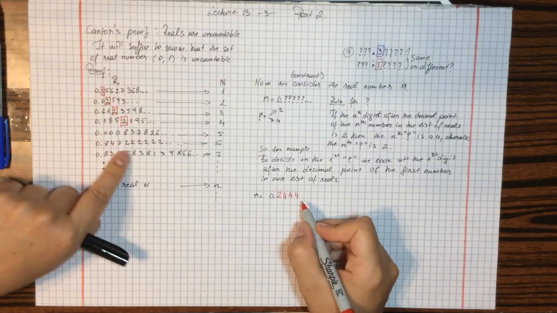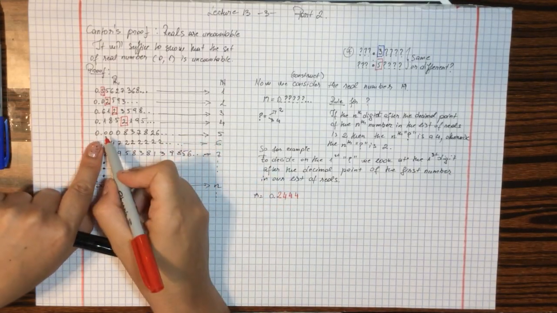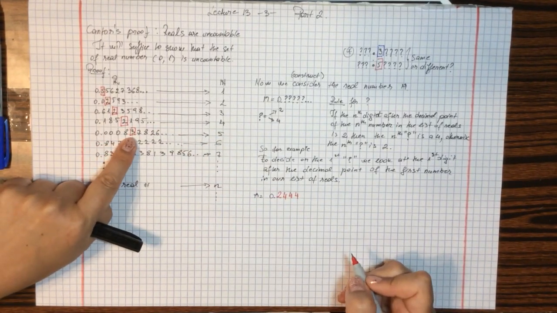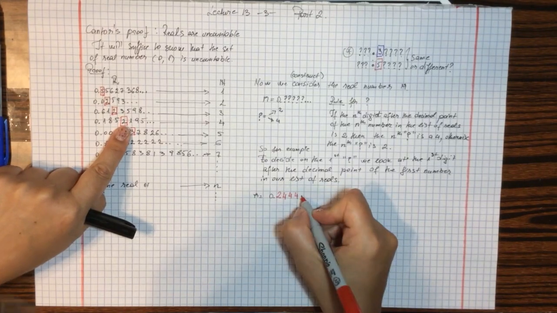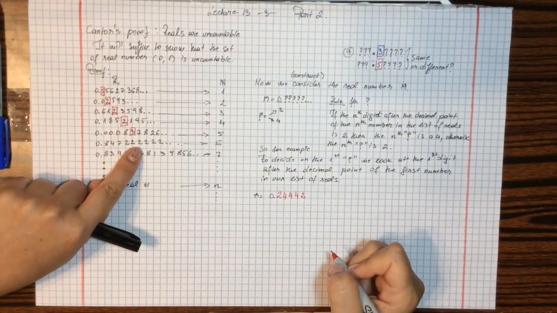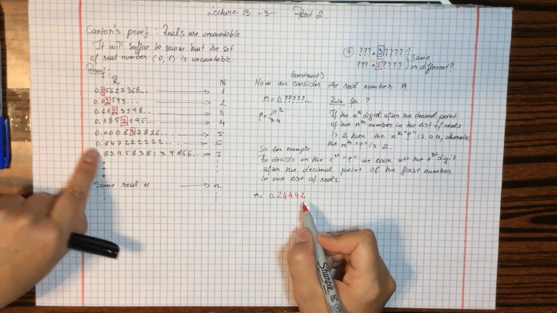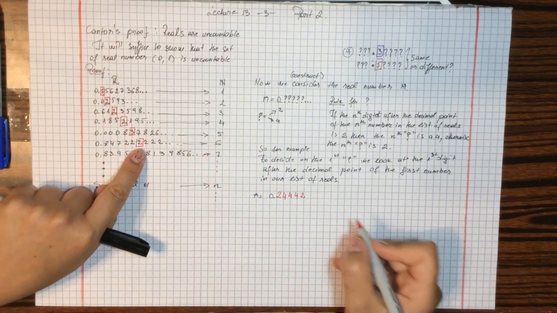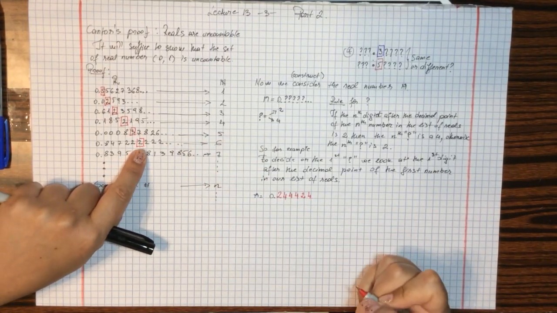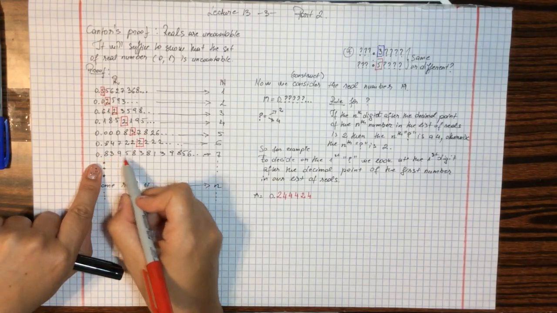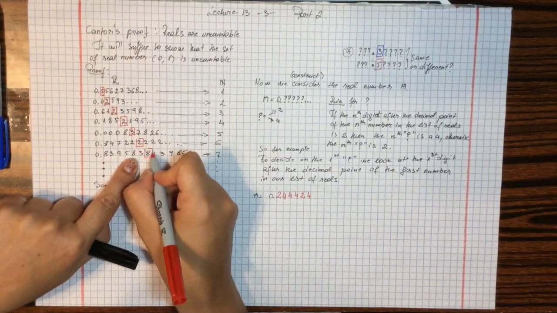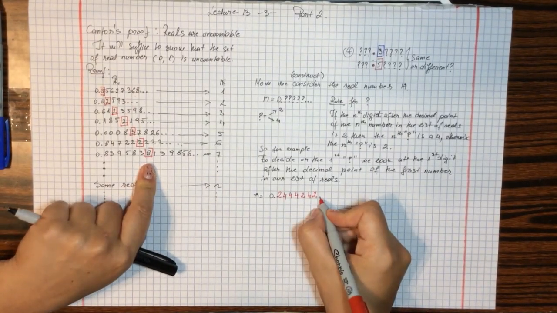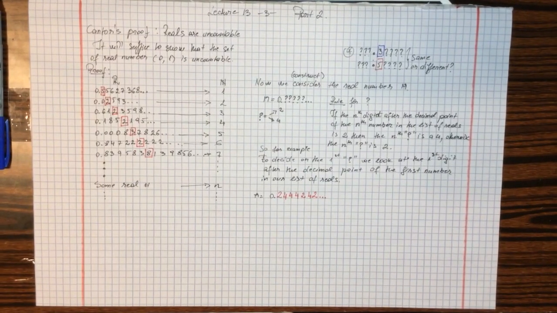To decide on the fifth, I look at the fifth digit of the fifth number. So 1, 2, 3, 4, 5. This is a 3, not a 2, so this will be a 2. Moving to the sixth: 1, 2, 3, 4, 5, 6. The sixth here is a 2, which means this will be a 4. The seventh: 1, 2, 3, 4, 5, 6, 7. The seventh here is an 8, not a 2, so the eighth here is a 2. And so on.